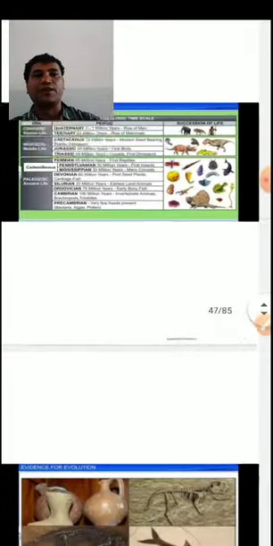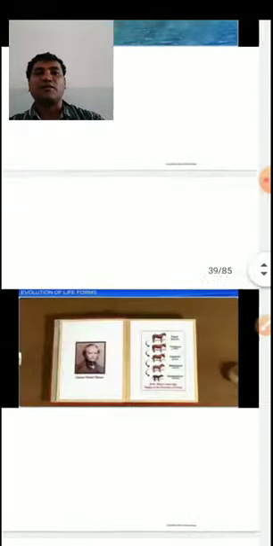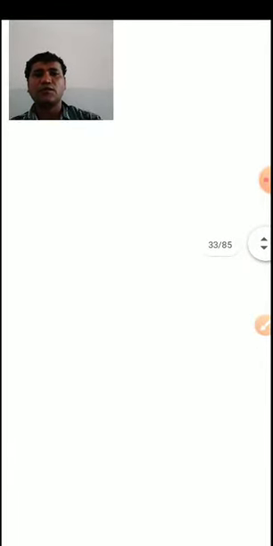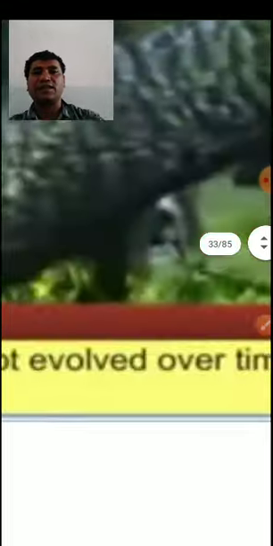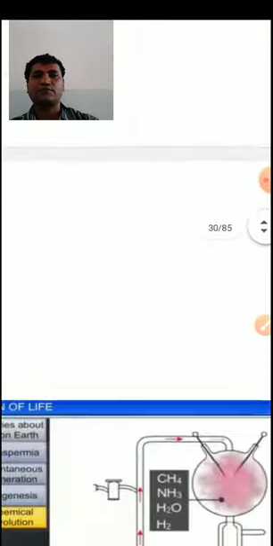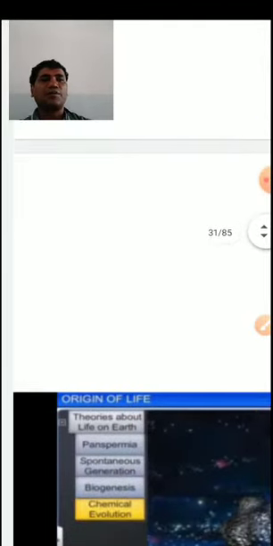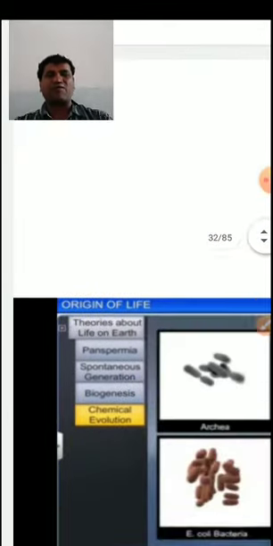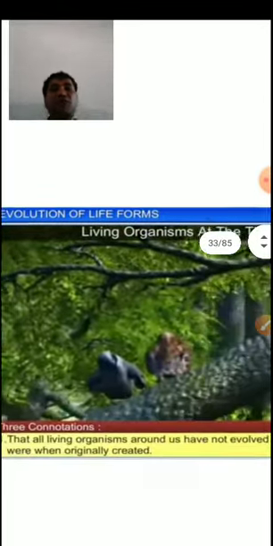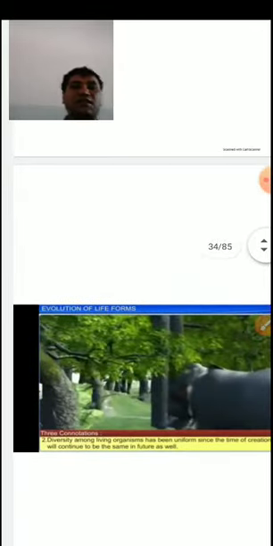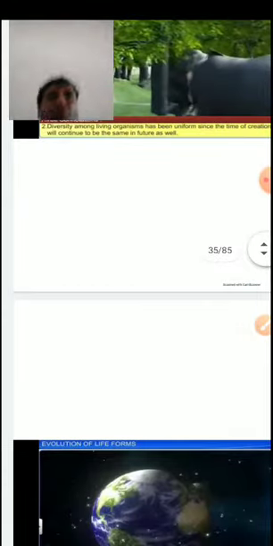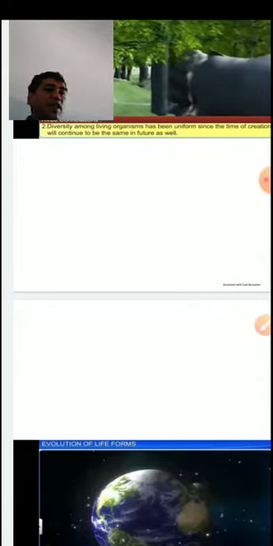in the case of Biston betularia, that is the peppered moth. You can also see that the resistance of animals towards pesticides is also an example of anthropogenic evolution.